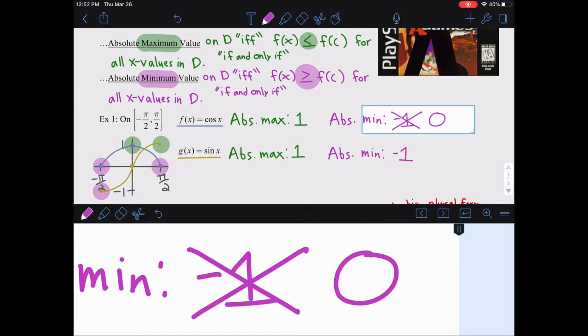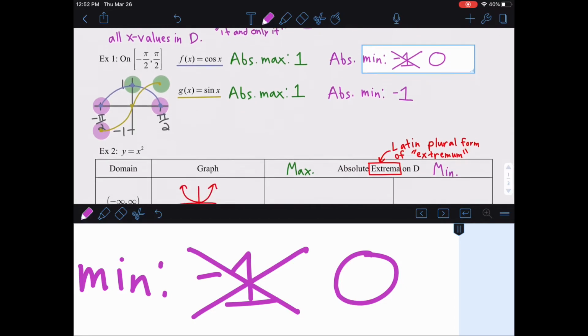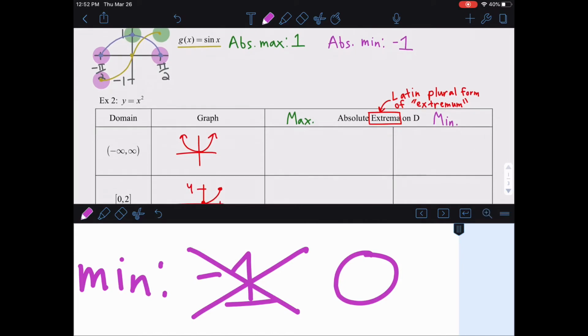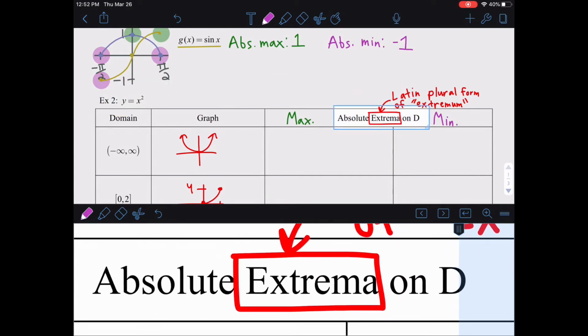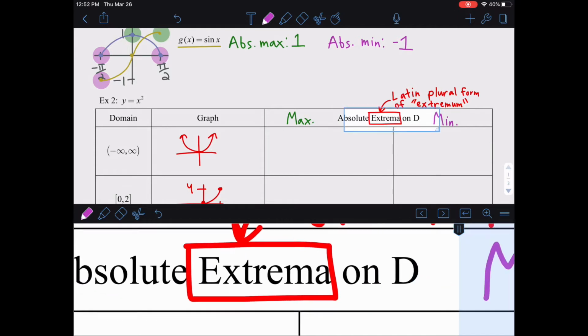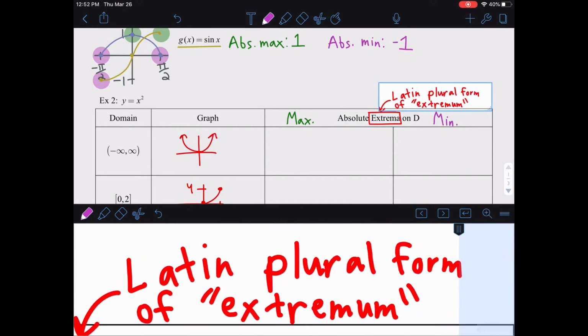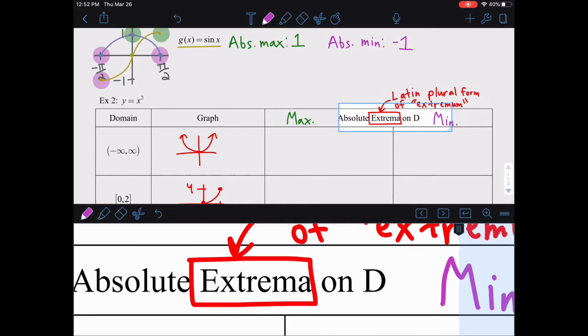Okay, let's talk a little bit more about domain. So we're going to take a look at a pretty simple function, y equals x squared. And before we get too into this, just a real quick Latin lesson, because I know you guys come to me for all your Latin needs. Absolute extrema on the domain. So extrema, fun fact, is the plural form in Latin of the word extremum. Okay, so an individual max or min is called an extremum. The plural is called extrema.